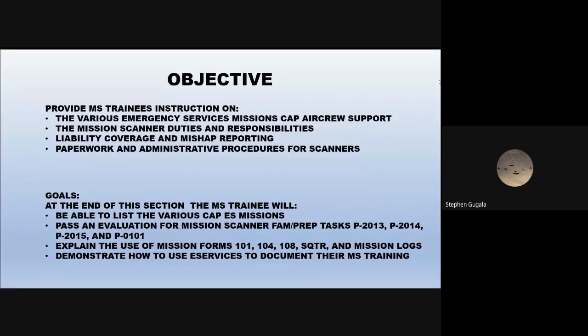If you remember, it seems like a million slides ago already, the mission scanner task text, the book. This is going to be chapter 1. At the end of this section, you'll be able to pass the tests. You're also going to get some extra things that I know I didn't get when I was doing this training and wish I had learned at OJT: use of the mission forms, mission logs, how to work around the squitter a little bit, and how to use eServices to document your mission training.